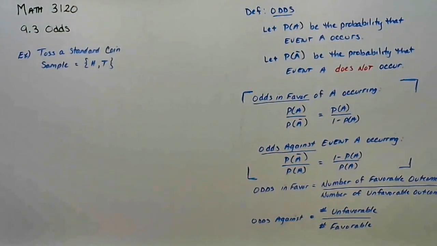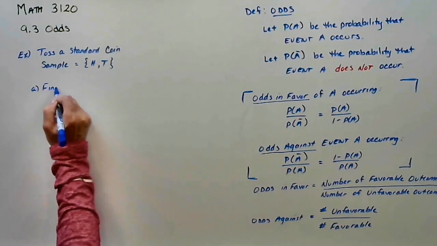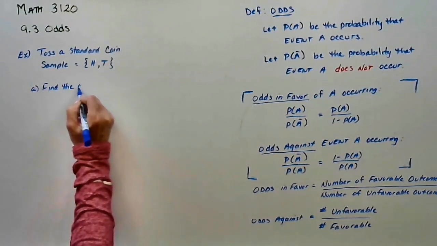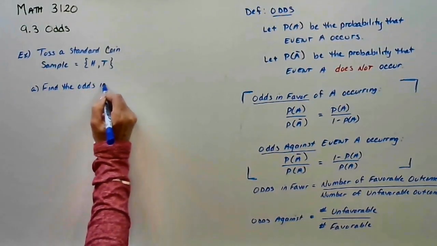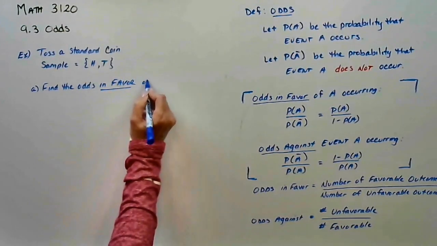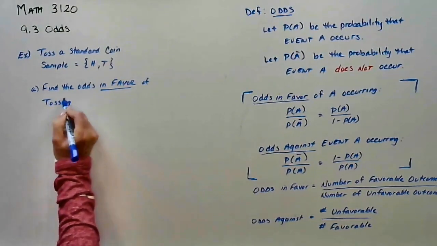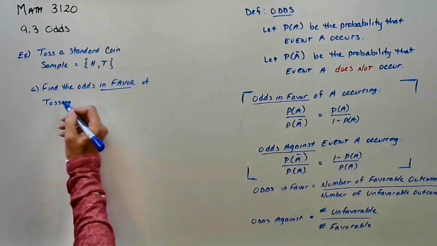All right, so let's find the odds in favor of tossing a head on a coin. Find the odds in favor of tossing or flipping a coin and having it land on heads.